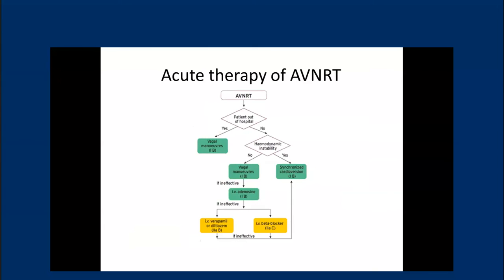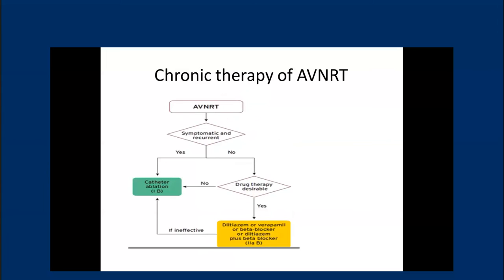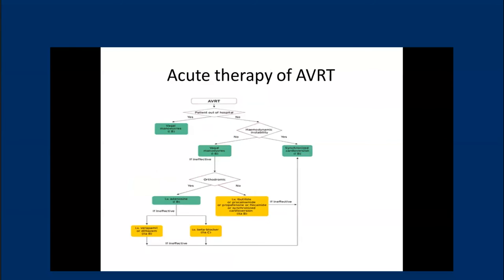For AVNRT, acute therapy is, as I said, depends on the hemodynamics of the patient. But chronic therapy depends on the available treatment options and the burden of the symptoms. And catheter ablation of the slow pathway can achieve termination of tachycardia.